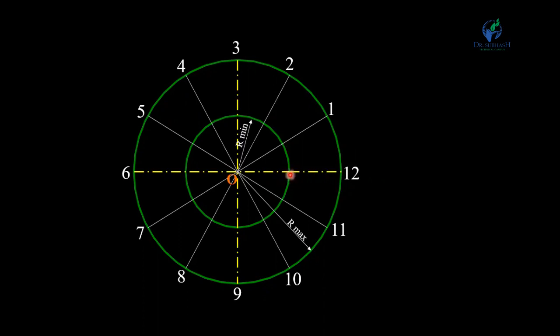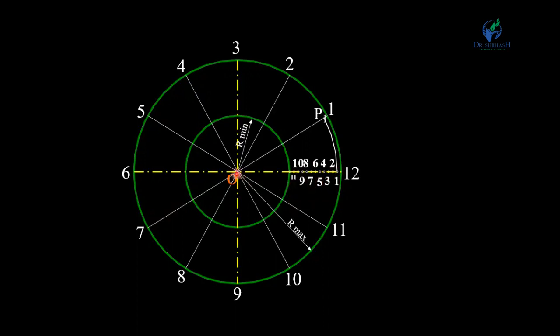Okay, so now we have to divide this distance into the 12 divisions. Okay, and this distance is equal to 40 mm because 100 minus 60 is equal to 40. So divide this distance into the 12 divisions. 1, 2, 3, 4, 5, 6, 7, 8, 9, 10, 11 and finally 12.